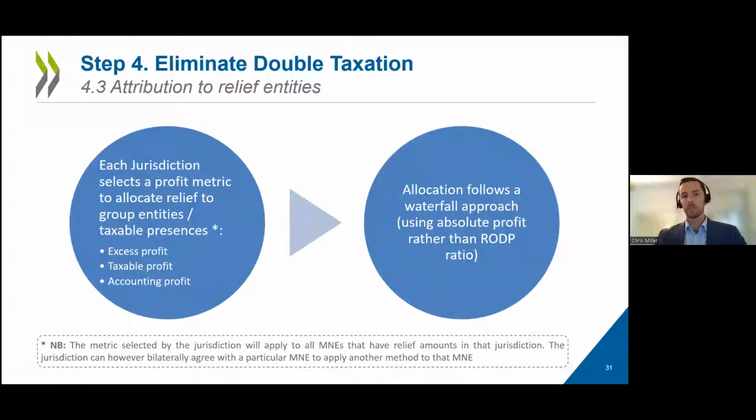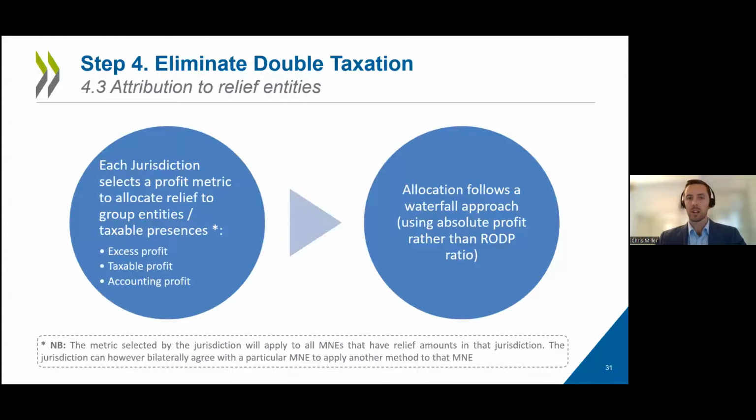Once we've identified that relevant profit measure out of those three profit measures on the left-hand side, the approach to allocate from the jurisdiction level to entities or taxable presences in that jurisdiction essentially follows that waterfall approach that we talked about above in a jurisdictional allocation context. But importantly here, the allocation using the waterfall would be based on absolute profit as opposed to RODP. And there is, of course, no tiering in that waterfall system, so it all applies on a straight single waterfall basis.